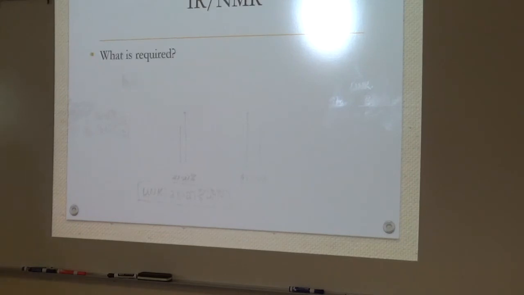So what's required of you for this? You're going to be assigned an unknown. You're going to take a small amount of it, run, capture, and print an IR. We're going to go through that in the instrument room in a little bit. You're going to run, capture, and print an NMR. Both of those are done neat. These are liquid compounds, so you don't add any solvent to them. You run just the compound.